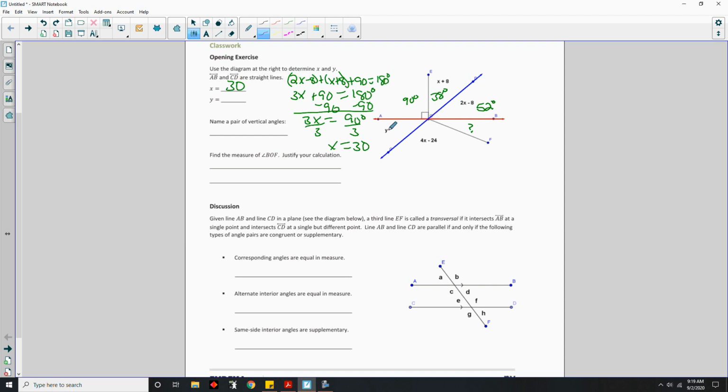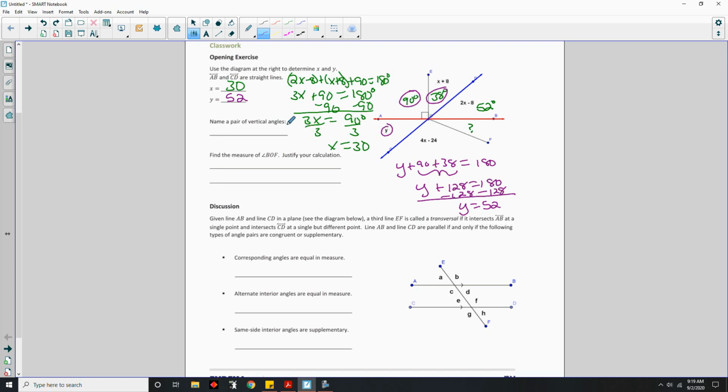I'm going to come over here, and I have a y, and I have a 90, and I have a 38, and that's what I'm going to use. So y plus 90 plus 38 equals 180. Combine like terms, y plus 128 equals 180. Subtract 128 from both sides, and that leaves me with y equals 10 minus 8 is 2, 7 minus 2 is 5. So y is 52.